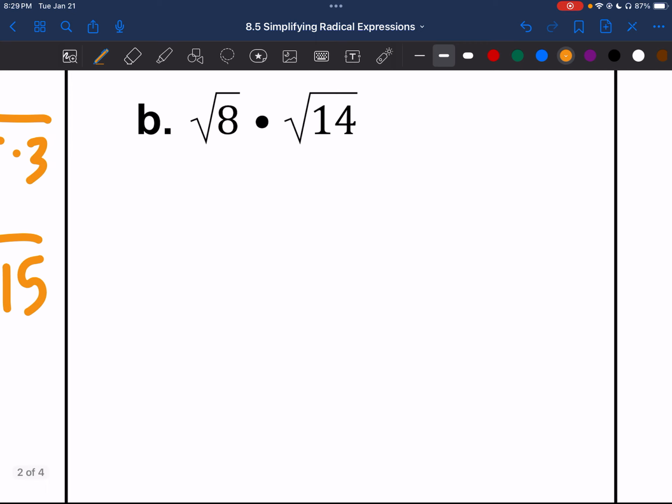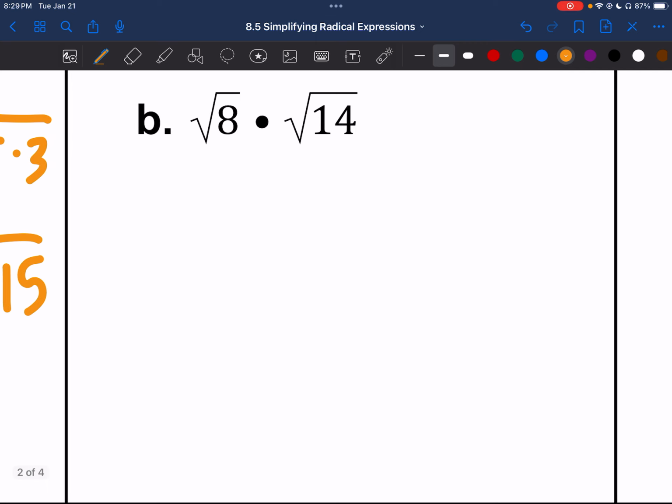Okay. Letter B, we've got the square root of 8 and the square root of 14. So let's combine that under one radical. We have 8 times 14. Well, what are my factors? The factor of 8 is 2 and 4. The factors of 4 are 2 and 2. The factors of 14 are 2 and 7. So, what are my pairs? What pairs do I have here? Well, I have a pair of 2s. I have a pair of 2s. And I have a 7.